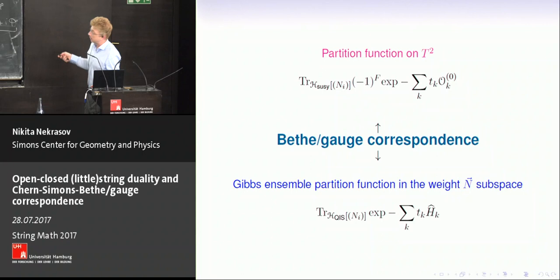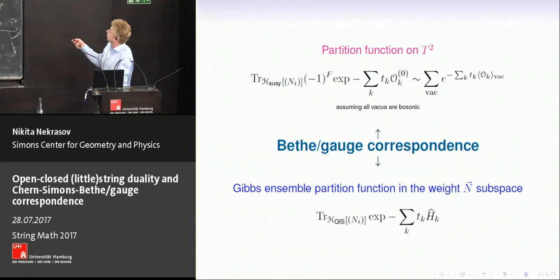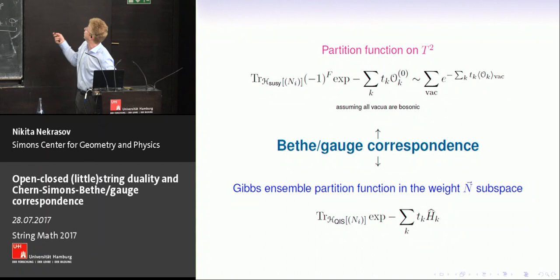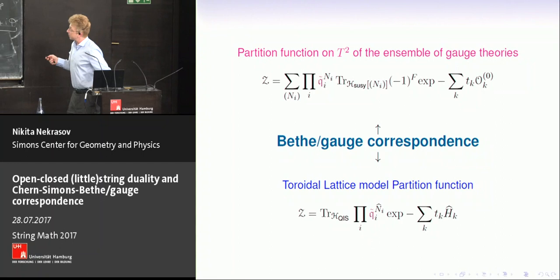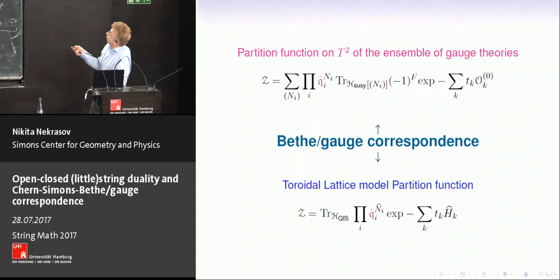which, assuming that all the vacua of your theory are bosonic, will be essentially a sum over the vacua of the exponential of minus the vacuum expectation value of the corresponding operator. And so to get the lattice model partition function on the nose, you would have to sum over various types of gauge theories. So you will sum over the ranks of gauge groups attached to the nodes of your quiver, the Witten indices of these different gauge theories, with some fugacity q tilde. So q tilde here is the fugacity which labels different gauge groups.